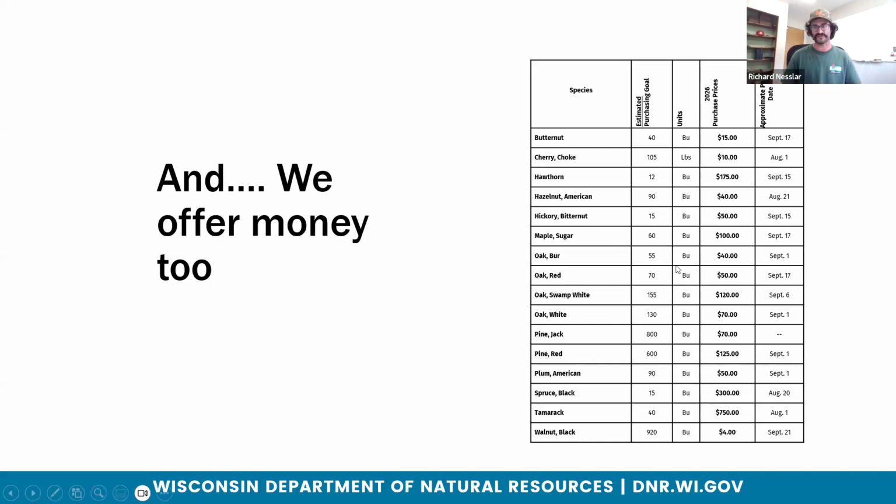So we either measure things by volume, and that would be a bushel, or we measure weight of whatever seed is collected. Next to that's the part that most people pay attention to, and that's going to be the price per that unit that we are paying. And then all the way over to the right is going to be an approximate purchase date. And this is an estimate, and this varies by weather and from year to year. This is going to be when you're normally safe to begin picking. But as I will reiterate later, please contact one of the Wisconsin nurseries prior to collecting seed just to make sure things are ready.